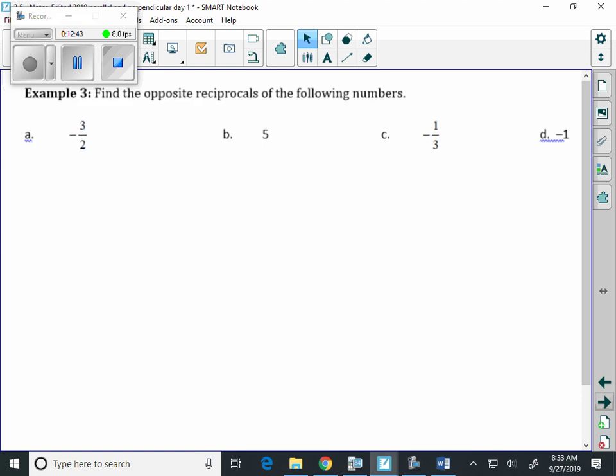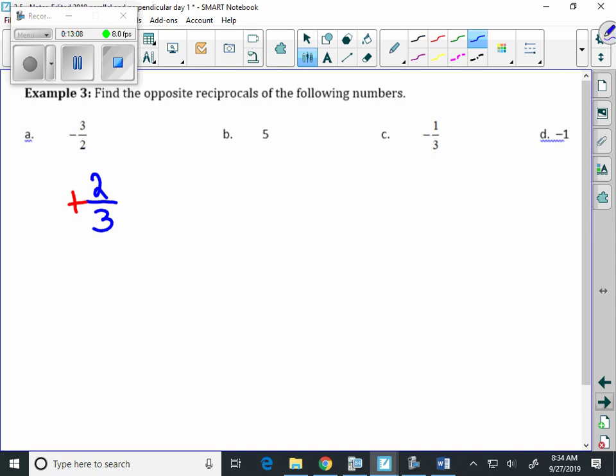So we get close to finishing here. Our question says find the opposite reciprocals of the following numbers. And it's not multiple choice, sorry, it looked like it for a minute. But the opposite reciprocal. Once again, we flip the fraction, so 3/2 becomes 2/3. And we change the sign. You don't have to write the plus. I'm just going to put it in there to show that we changed the sign.